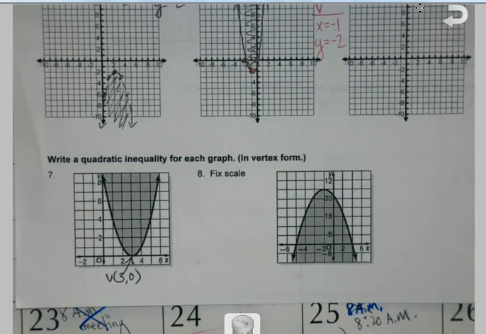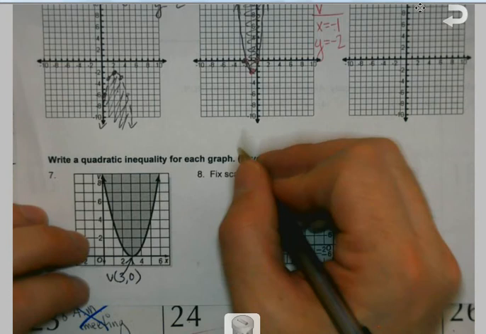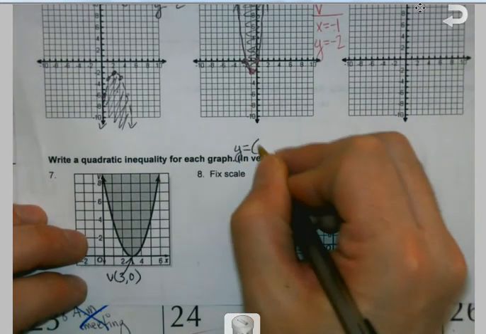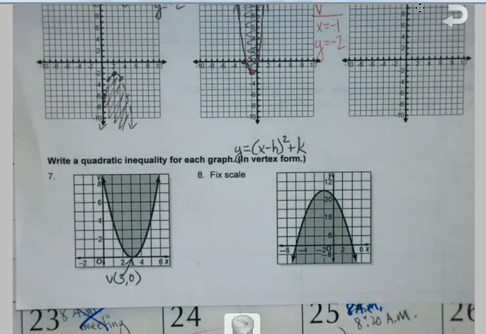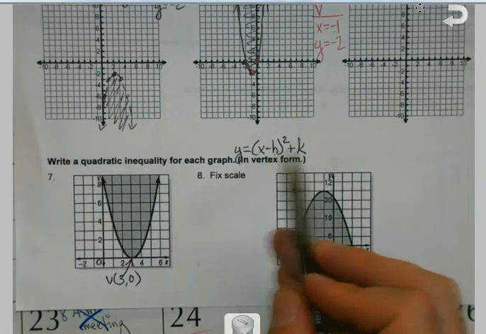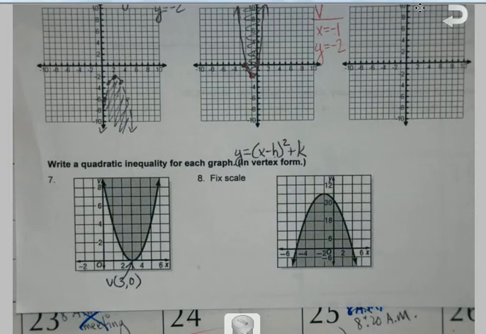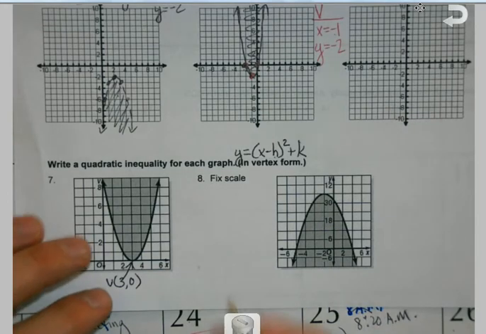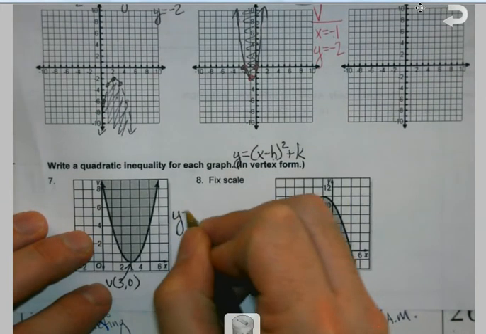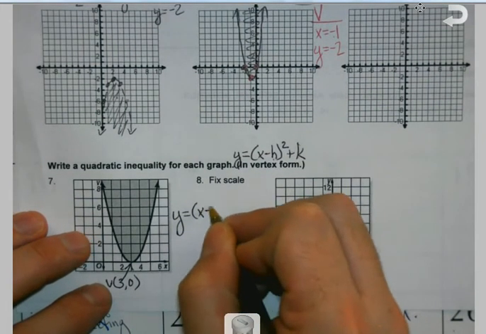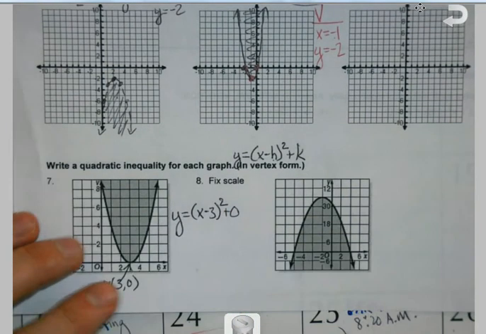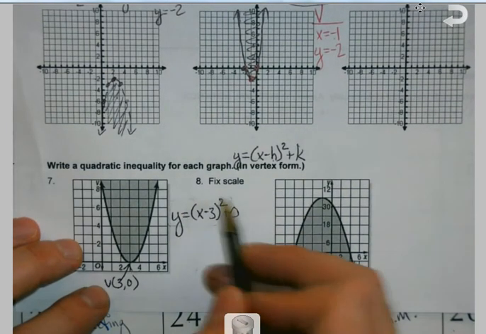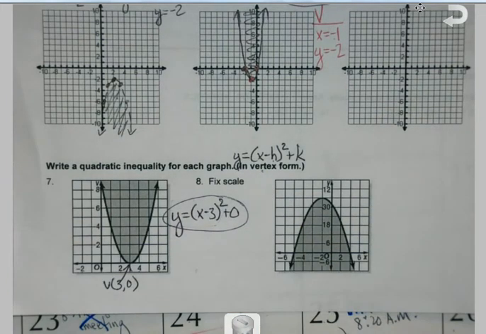So when I think about vertex form for a parabola, remember that's going to look like this, where I can get my vertex from the h, k. So when it says write the inequality for each graph in vertex form, all I'm going to do is plug in the values. x minus h squared. And I don't have to put in the plus 0. I would assume that. So I could just leave it this way.